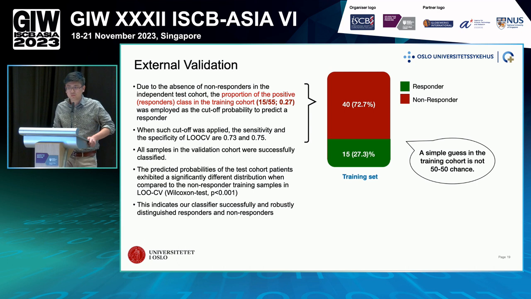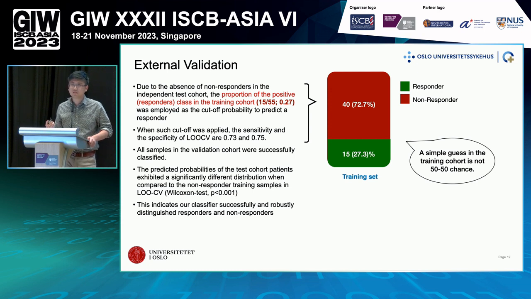We also did some external validation, as you saw previously, that we have this one-class validation set. Due to the absence of non-responders in the independent test cohort, the proportion of the positive class, which is responders in the training cohort, was employed as a cutoff probability to predict a responder. And why do we do that? So here's my thinking.